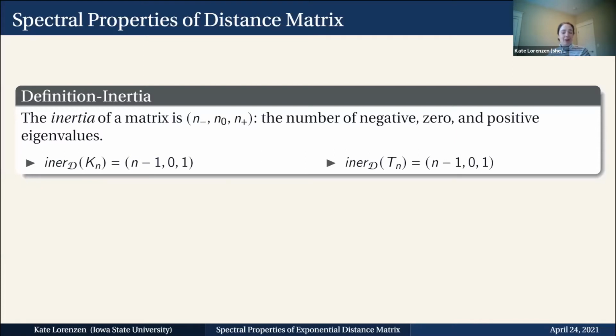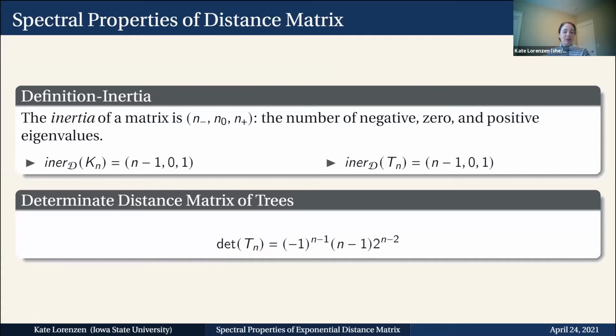Another thing they found, and I think one of the more interesting results about the distance matrix, was they found that the determinant for all trees is just dependent on the number of vertices. It actually doesn't have to do with the structure of the graph, which is just, yeah, a very interesting result that we have for the distance matrix.